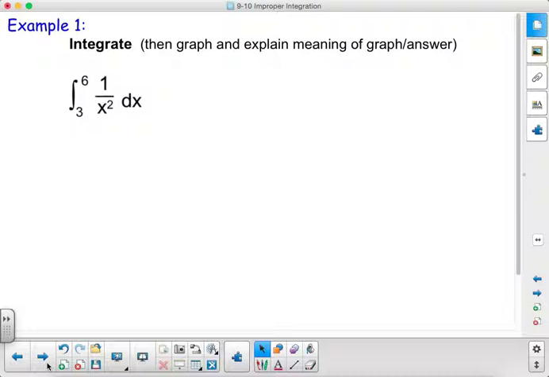If you get the answer, I would argue, could you graph that function and just take a peek at what the graph's going to look like? We're actually going to use this function to investigate some other things. So we graph the integral? So what's the graph of 1 over x squared look like? And what does that mean? From 3 to 6, it's a definite integral.